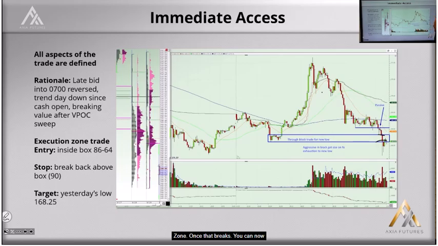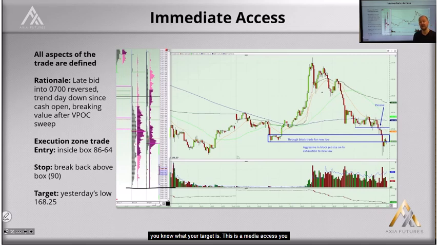Once that breaks, you can now target the low of the previous day. So that gives you another 66 towards the downside. Clear target, clear risk on the trade. You know where your stop is. If we come back out of the box above 90, you're out of the trade. You can take this on. You know what your risk is. You know what your target is.